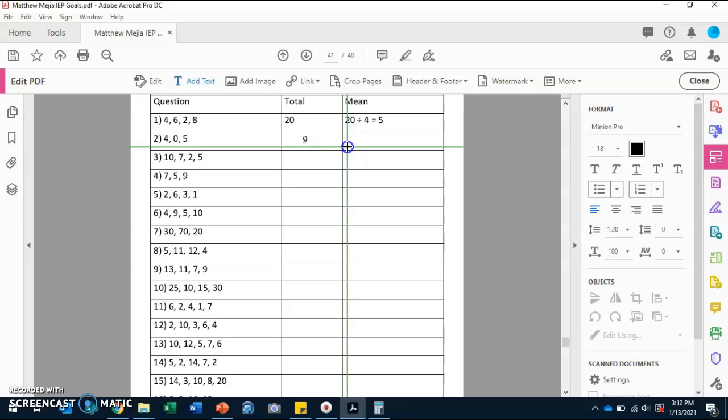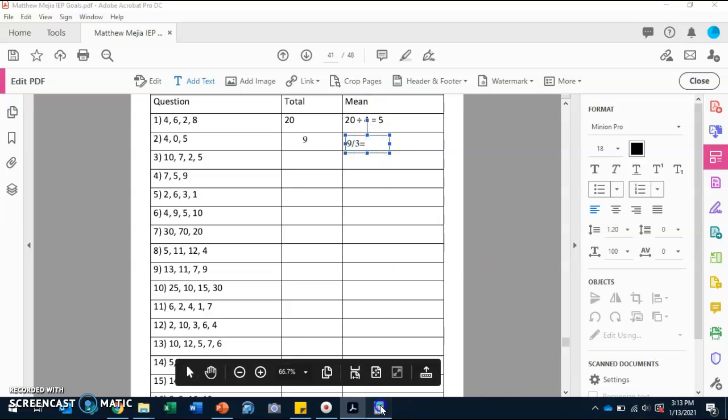So now here, we know that our total is 9. Now we just need to find out how many numbers there are in order to find out the mean. So let's count how many numbers we have in number 2. So we have 1, 2, 3. So we have 3 numbers. So our total is 9. And we have to divide that by 3 because that's how many numbers we have. And then whatever our answer is, that is our mean.